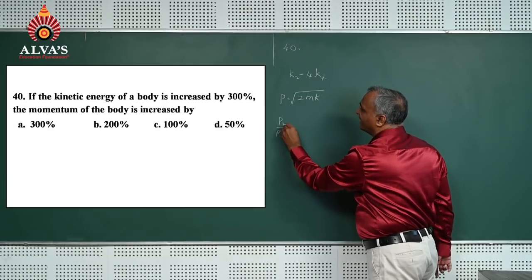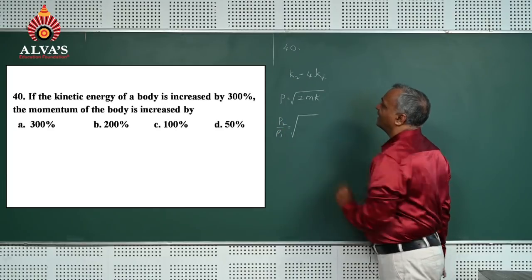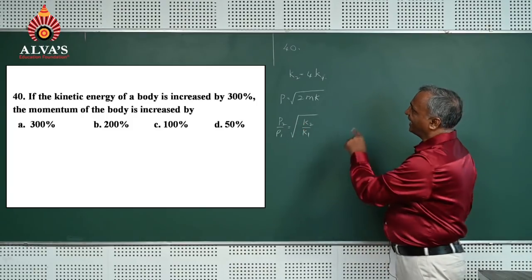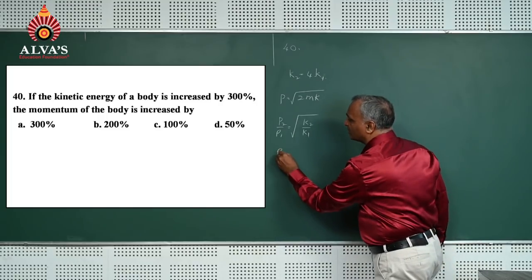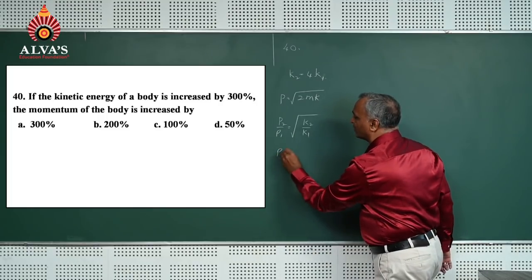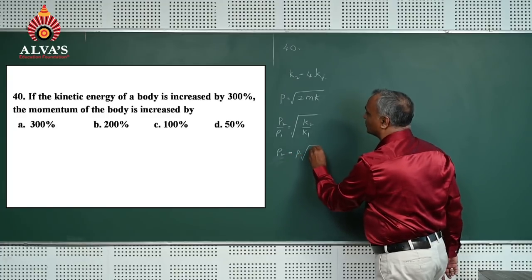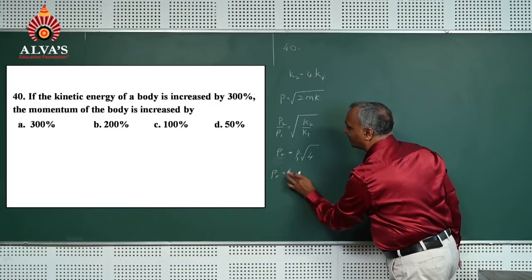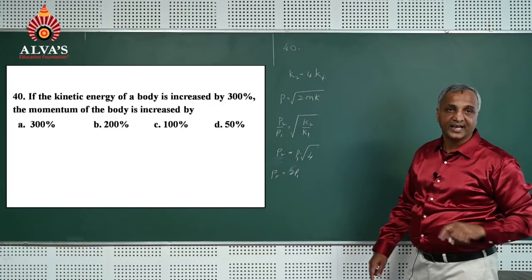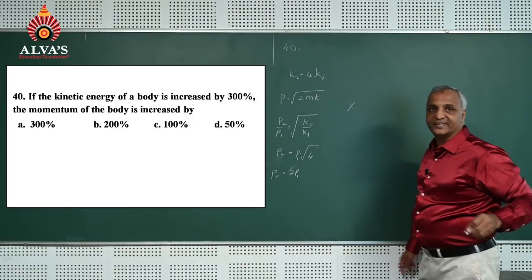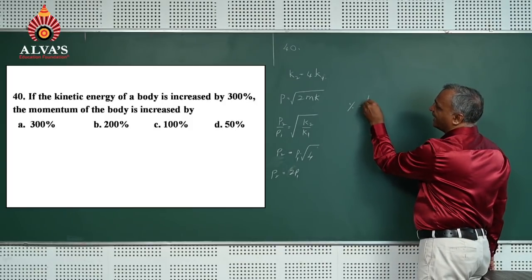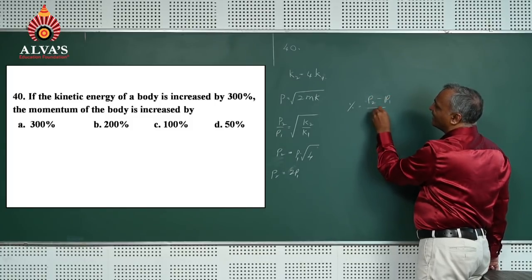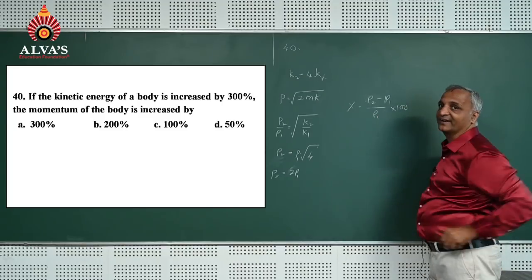That's why P2 by P1 is equal to square root of K2 divided by K1. So K2 by K1 is 4. So P2 is equal to P1 into square root of 4, or P2 is equal to 2P1. So if you want to find out the percentage change, then this will be equal to P2 minus P1 divided by P1 into 100.